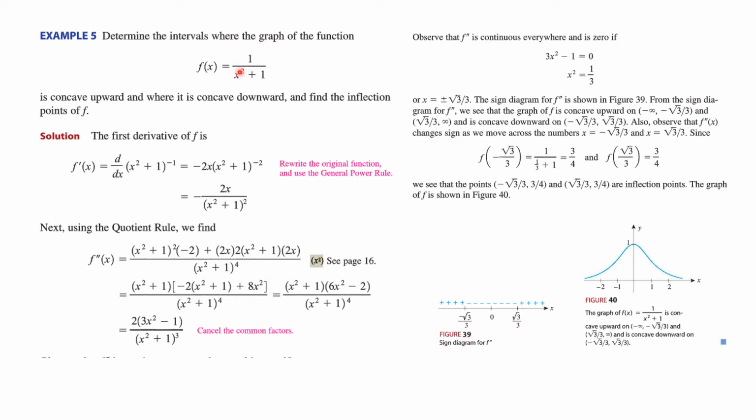They ask us to determine the intervals where this is concave up and concave down, and so we're concave up on minus infinity to minus square root of 3 over 3 and square root of 3 over 3 to infinity, and it's concave down in between the two. And if you look at the picture, you can see that that's exactly the way it is.